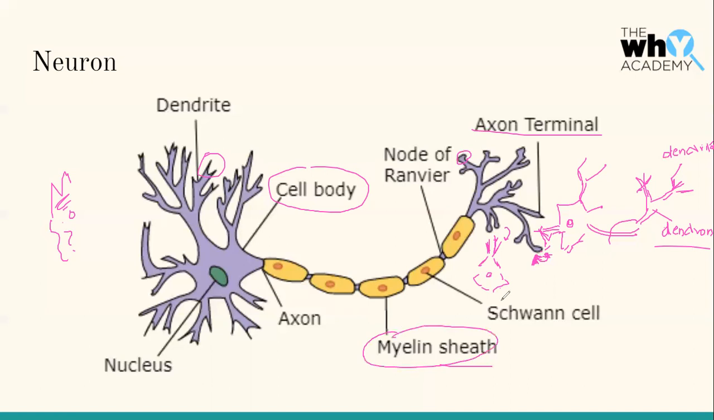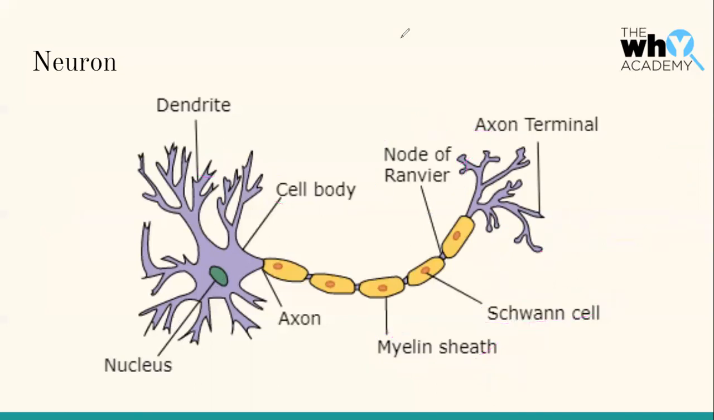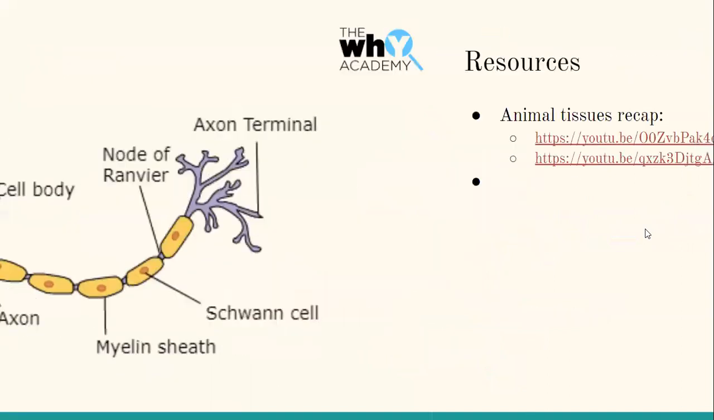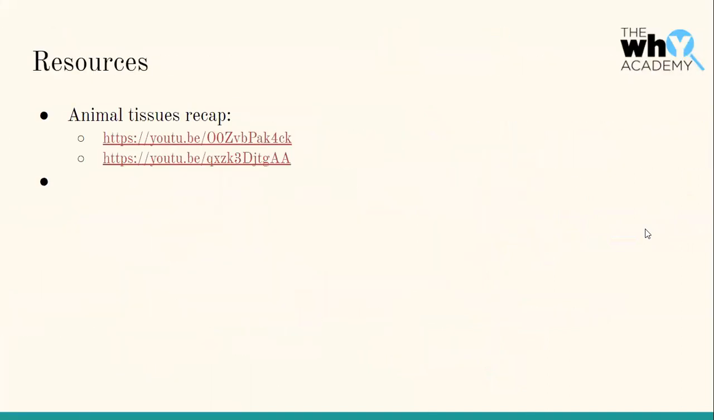These three are just for you to label: the node of Ranvier, Schwann cell, and myelin sheath. I can't really explain much about it at this stage. The other components you should know, like what is axon terminal, axon, nucleus, dendrite, cell body. You should be able to explain also what they are, right? Okay. So yes, that brings us to the end of our chapter.